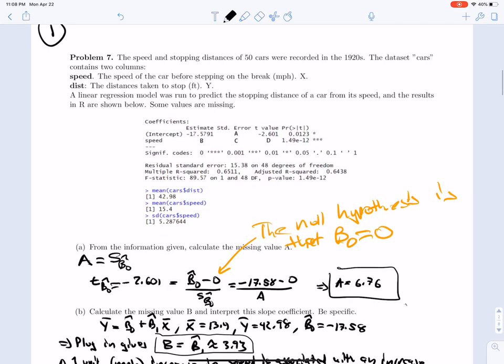So here's an example. The speed and stopping distance of 50 cars was recorded in the 1920s. The dataset cars contains two columns, speed and distance. So a linear regression model was run to predict the stopping distance of cars from its speed, and the results in R are shown. Some values are missing.